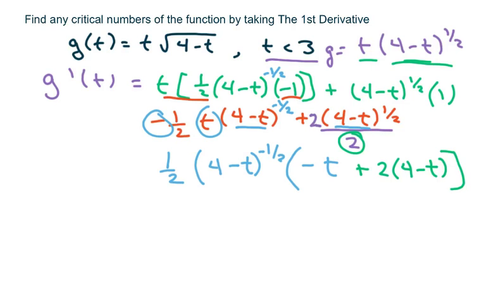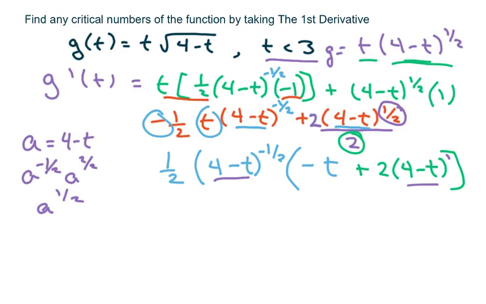Because when I distribute these, if I let a equal 4 minus t, this is like saying a to the -1/2 times a to the 2/2. Because that's 1, so that would be 2. That gives you a to the 1/2, which is what we wanted here. So it's a neat algebra trick.